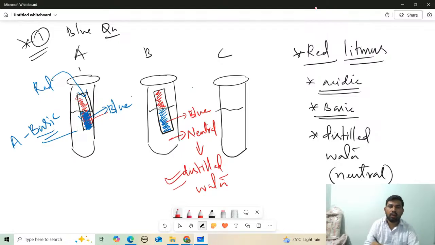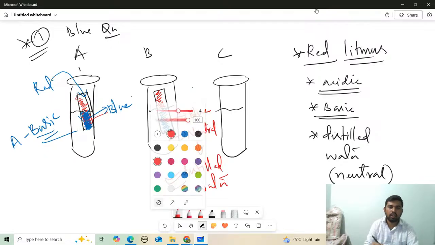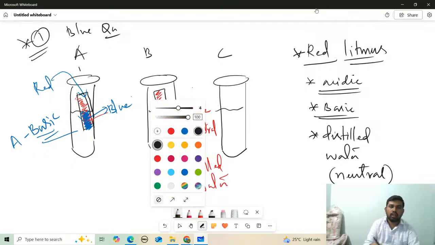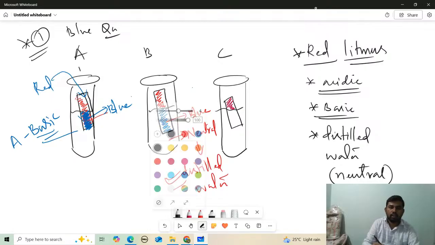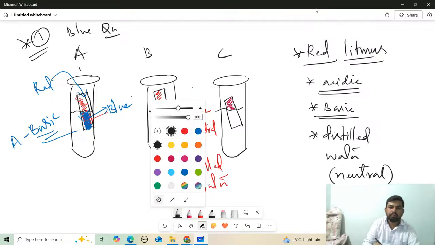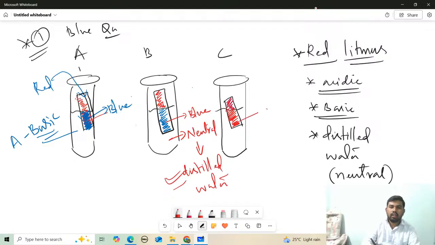Suppose we give the same paper again here, which has some part red and some part blue. The blue part turns into red color, and what is it, sir? It is an acid. Remember, again I am saying.